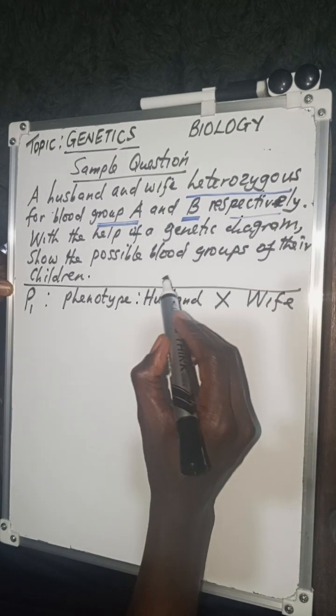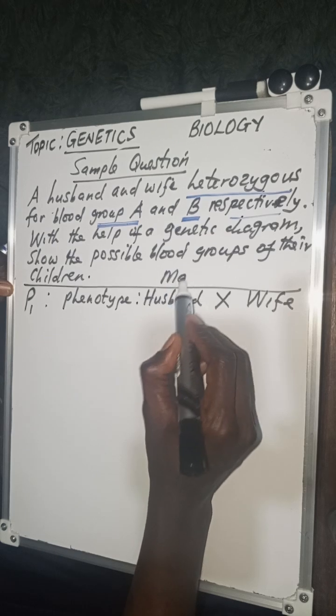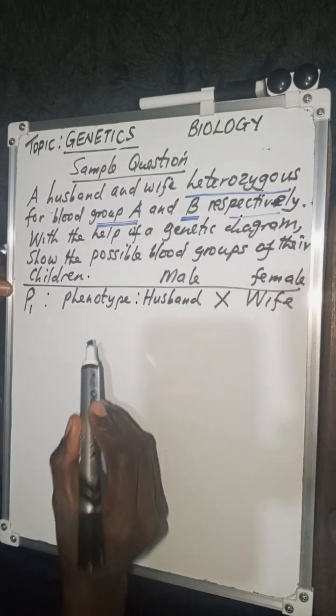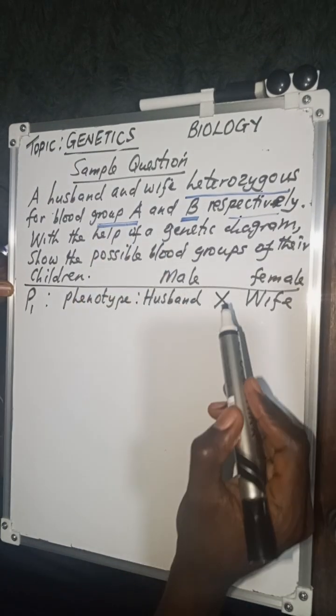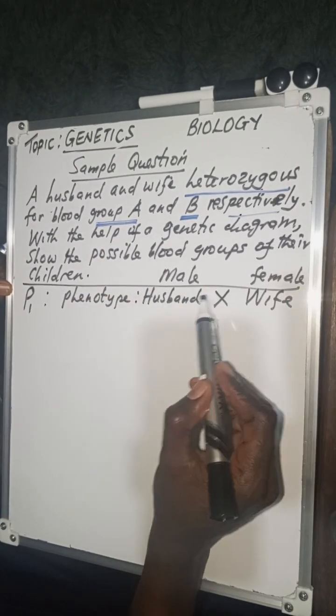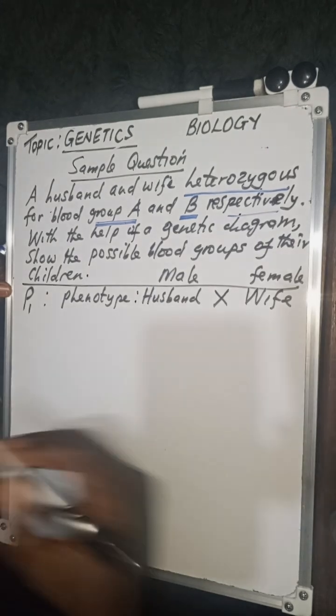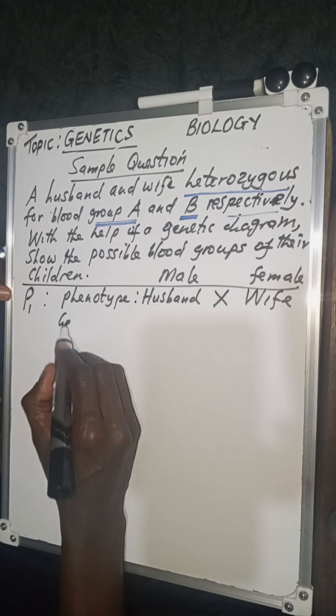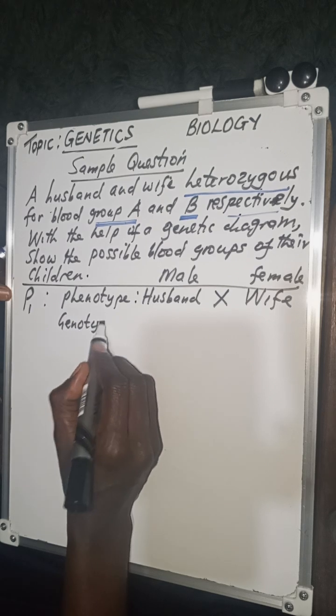Here, this is where we can even say, if we want, we can simply say, male crossing with female. Or we could have talked about group A and group B because the husband is in group A, the wife in group B. That's the phenotype, the physical appearance. The next step that you need to go to is what we call the genotype.